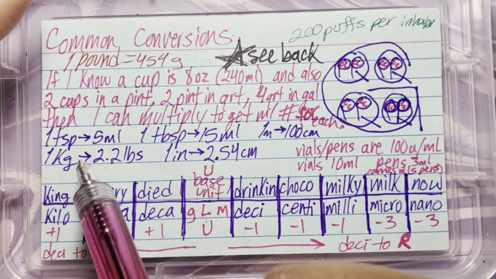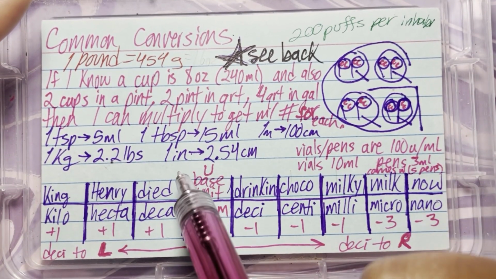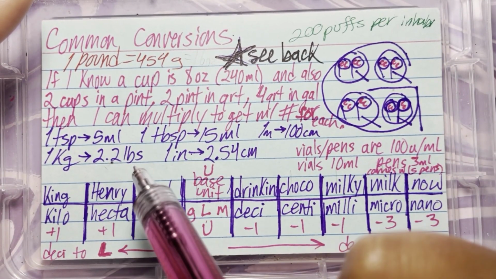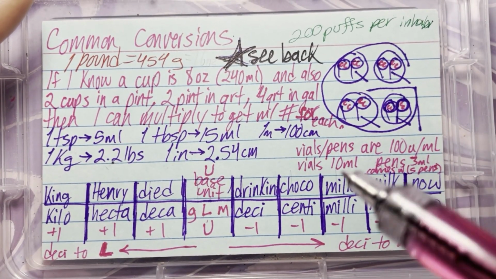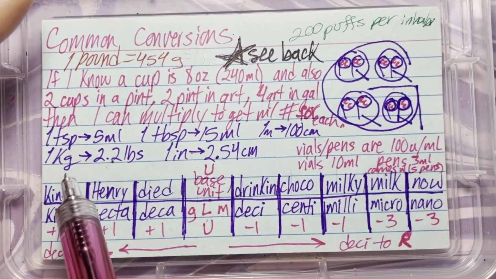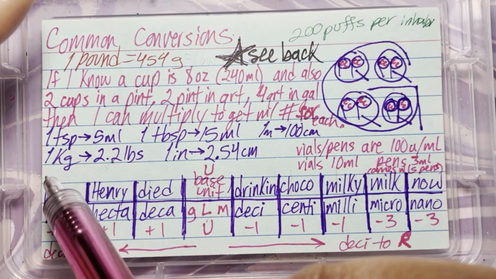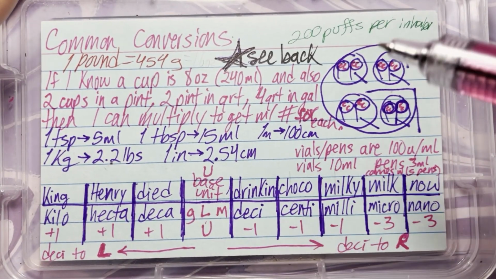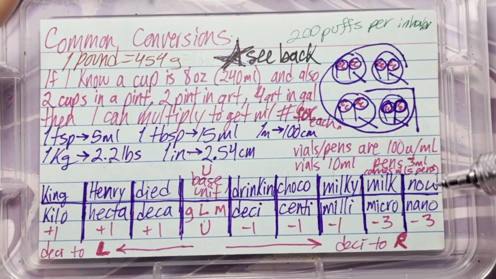Now, 1 teaspoon equals 5 milliliters. 1 tablespoon is 15 milliliters. I don't know why, this is just really easy for me to remember. It's just one of those things you gotta know. That comes up all the time. 1 meter is 100 centimeters. That's important to know. 1 kilogram is 2.2 pounds. Again, that should just be light work for you. 1 inch is 2.54 centimeters.